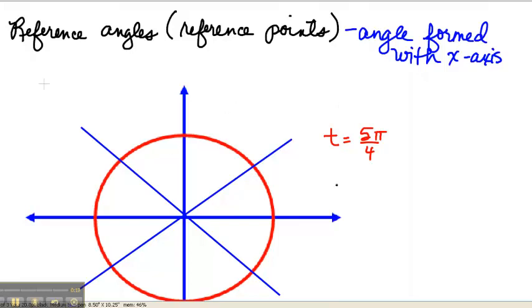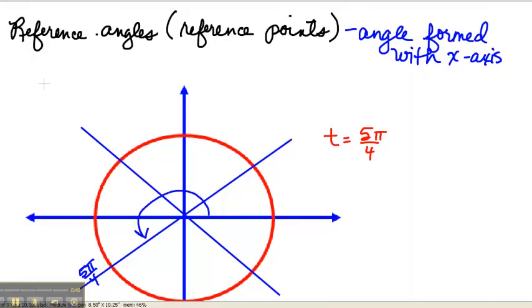So if I have T to be 5 pi over 4, I can count to figure out where it lies with respect to the x-axis. If you recall, if we divide up by fourths, we have 1 pi over 4, 2 pi over 4, 3 pi over 4, 4 pi over 4, and 5 pi over 4.